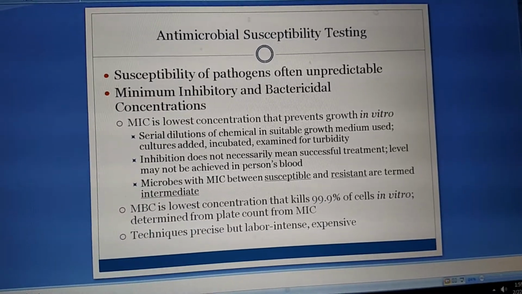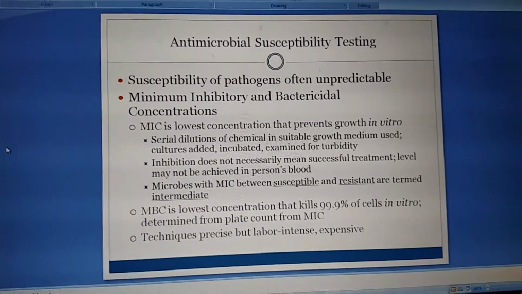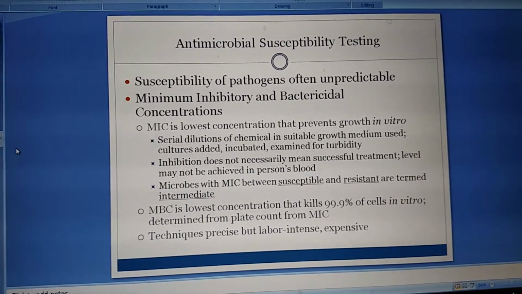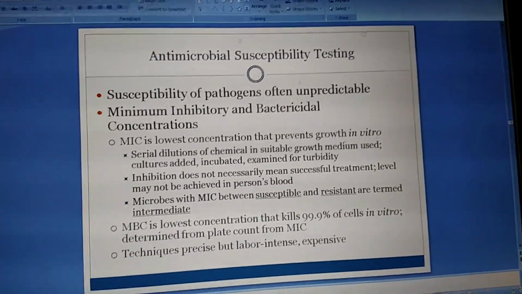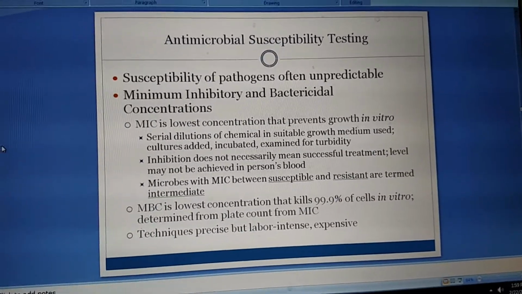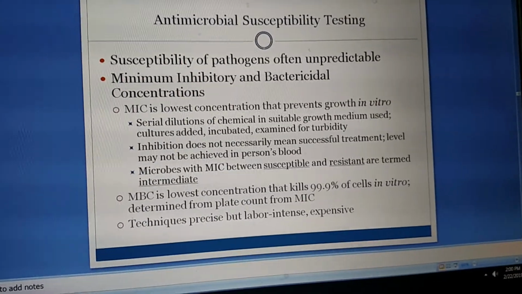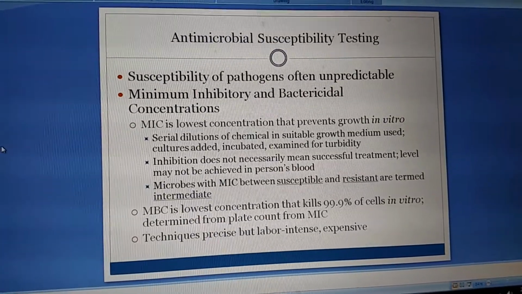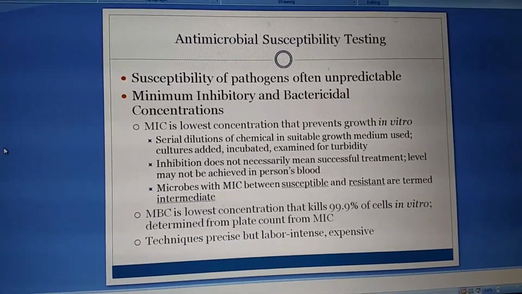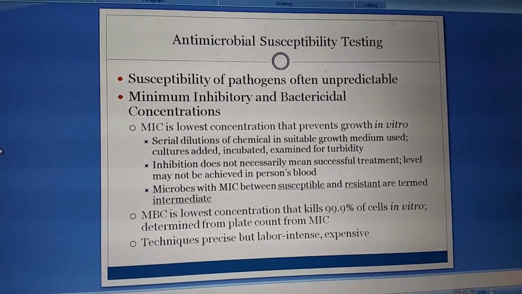Inhibition doesn't necessarily mean that you have a successful treatment. You have to make sure that the level of drug can be achieved in a person's blood without poisoning them. And microbes with MICs between susceptible and resistant are termed intermediate. The MBC is the lowest concentration that will kill 99.9% of cells in vitro, determined from plate counts. These techniques tend to be very precise, but they're labor intensive and they're expensive.